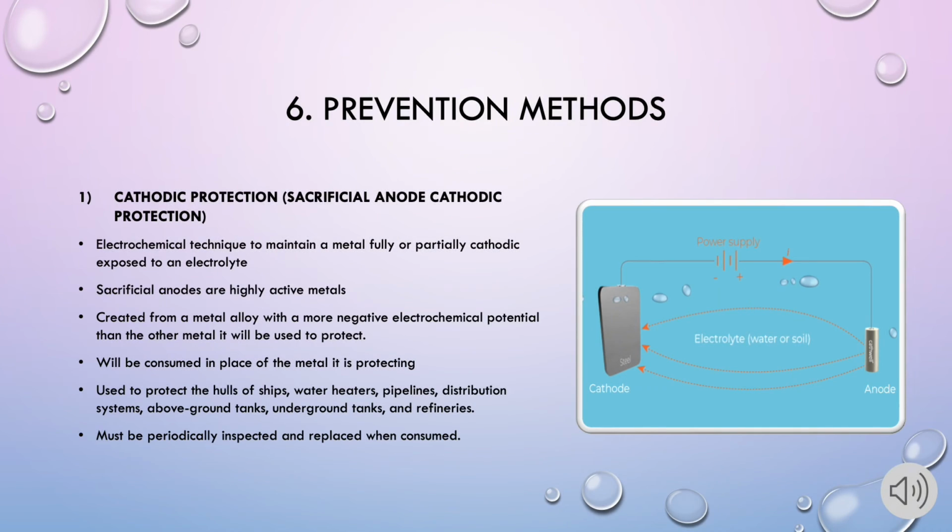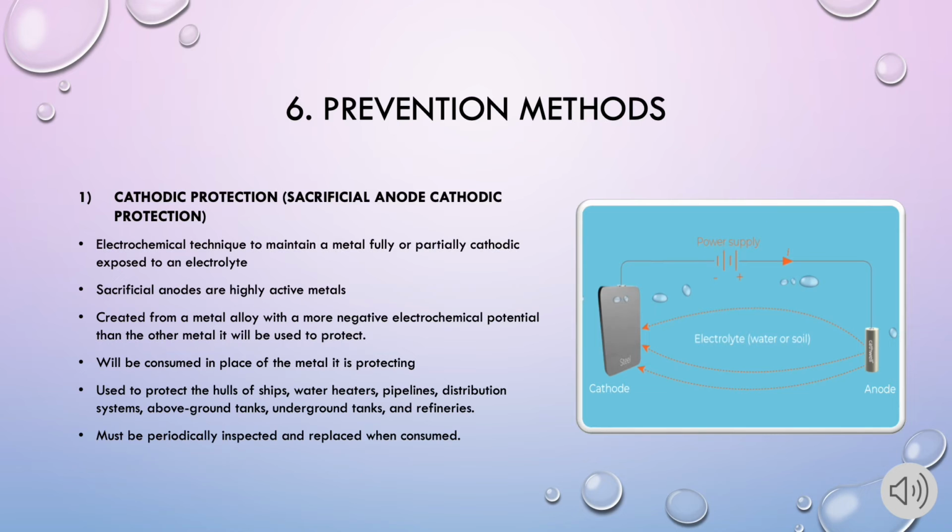Now, what are the ways to prevent the corrosion of metals? One of the effective methods to prevent corrosion is cathodic protection, specifically sacrificial anode cathodic protection. This is an electrochemical technique used to maintain a metal surface in a fully or partially cathodic state when it's exposed to an electrolyte such as water or soil.